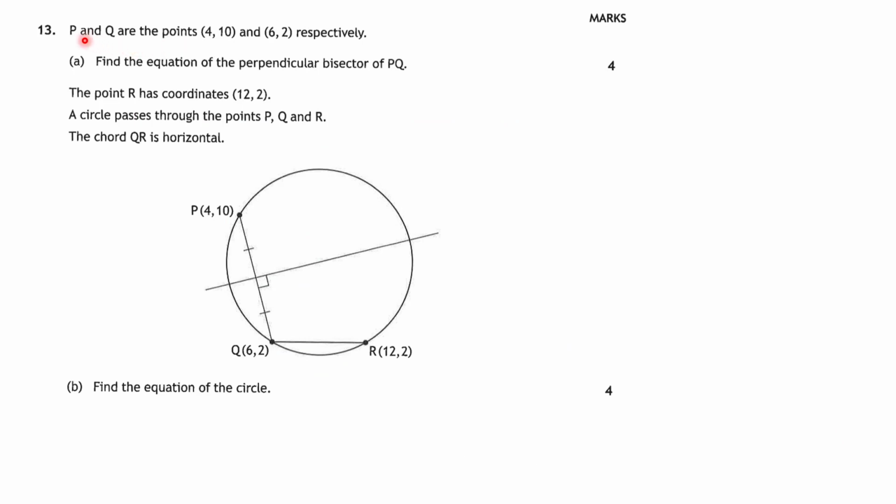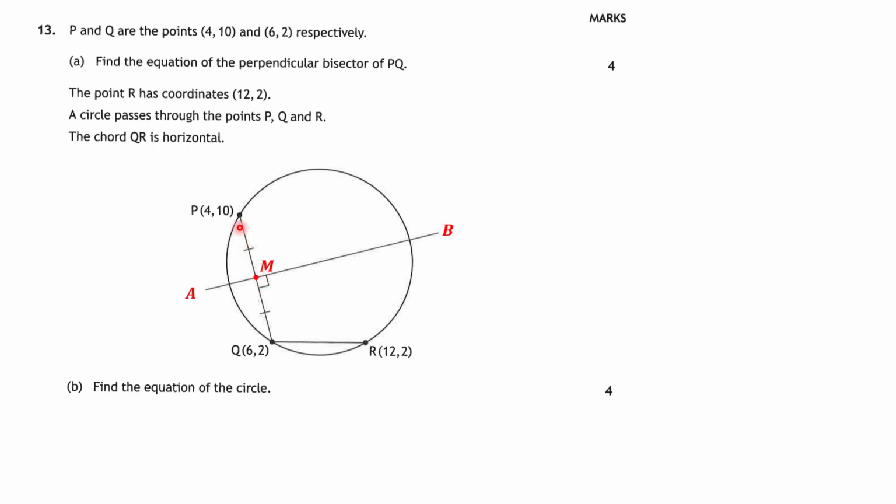We come to the last question, and it's a circle question. P and Q are points on a circumference, (4, 10) here and (6, 2) there. In part A, we want to find the equation of the perpendicular bisector of PQ. That's the line given there. Let's call it AB.